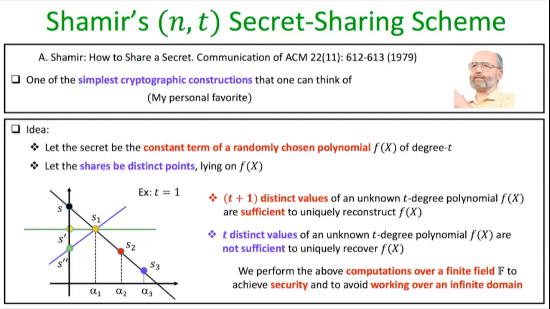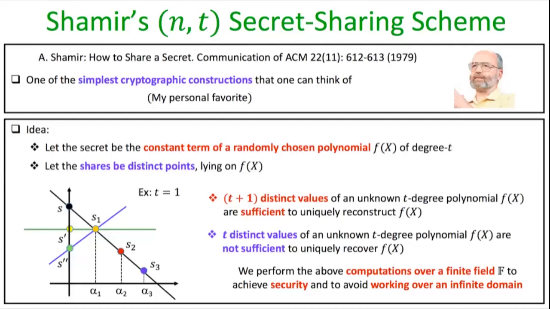So for instance, if t is equal to 1, what I am saying is that to share the secret S, you pick a straight line, say this black straight line. It's a randomly chosen straight line from the xy plane with the only condition that its constant value is the secret S, namely the value at x equal to 0 should be S.